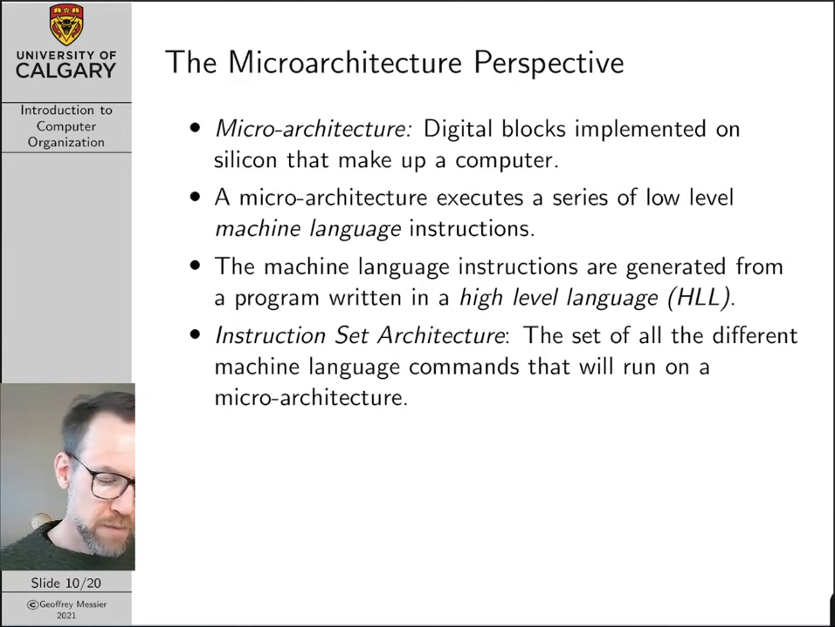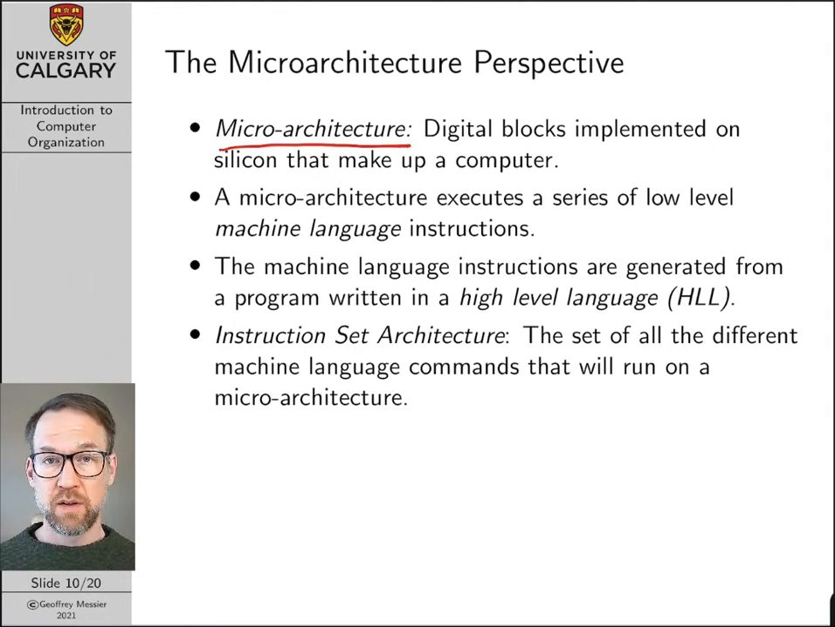First of all, a microarchitecture basically refers to the digital blocks that we implement in silicon to build a computer. So these are the digital blocks that we're going to put together that will be able to run software. And a microarchitecture, as we're going to see, executes a series of low-level instructions called machine language instructions. Part of what we're going to be talking about in future modules is also how a high-level language like Python or C gets translated into these low-level machine language instructions.